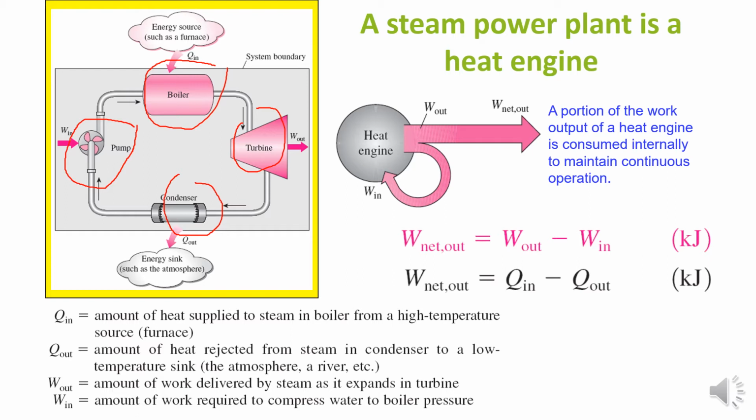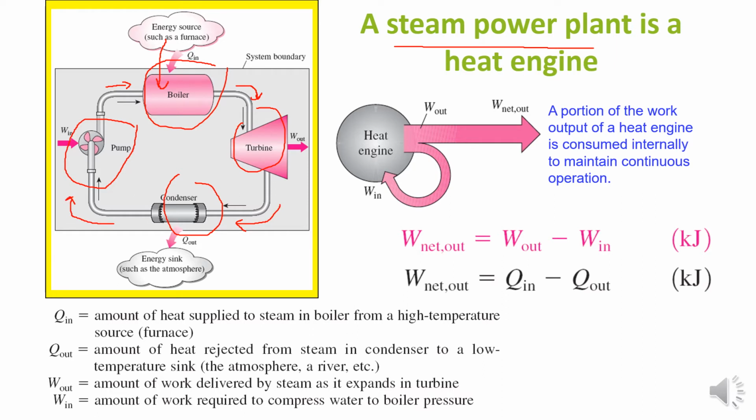Okay, one example of a heat engine is the steam power plant, and this is how it works. It receives heat from an energy source, and this heat is input to the system by the boiler. And then, as we said just now, there is a working fluid, and this working fluid is circulating inside the heat engine in the direction of the arrow.